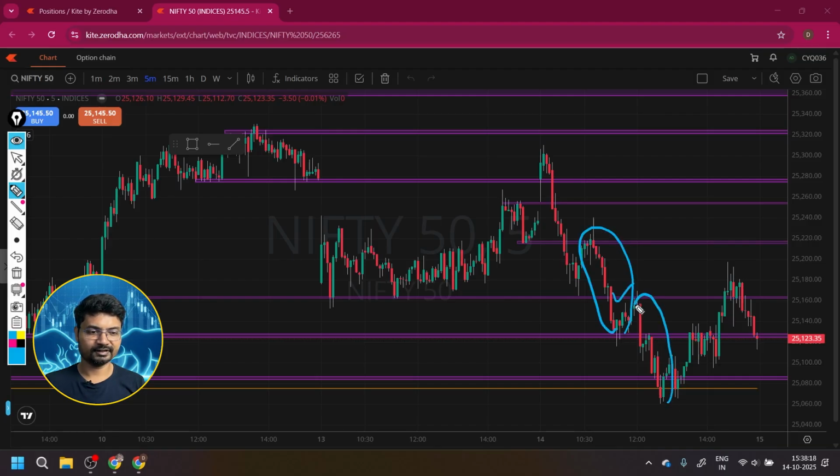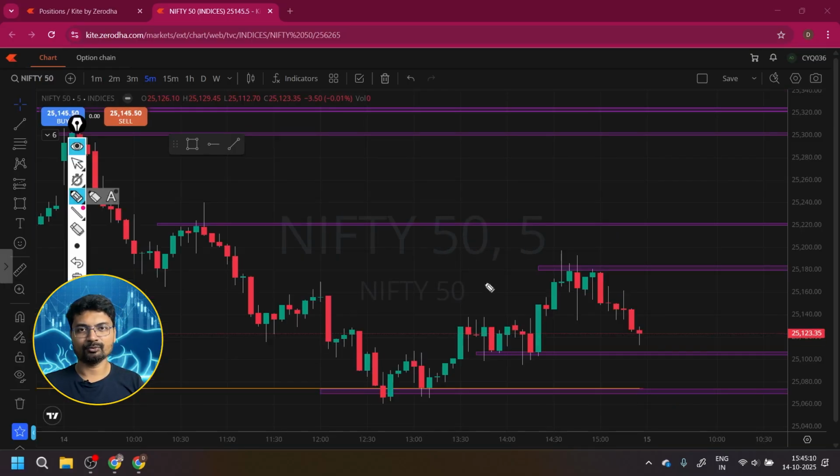Let me know in the comment section whether you are able to see or identify these trades. And the trend is bearish based on the initial move, the gap up opening and breaking this level. The trend is bearish. You should be able to easily identify the trend as per these levels. That's my plan for tomorrow's trading session.